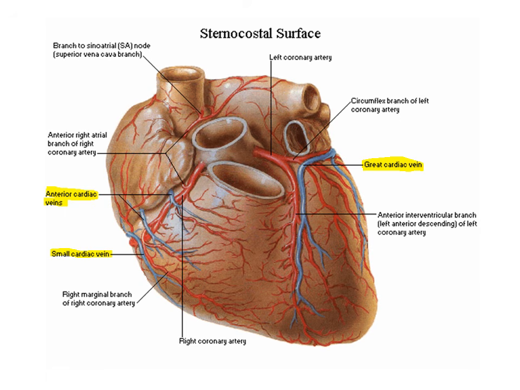So we can see that on the sternocostal surface, we have the important tributary of the coronary sinus, that is the great cardiac vein, which runs in the anterior interventricular groove along with the branches of the left coronary artery. And also we have a small cardiac vein which runs along the marginal branch of the right coronary artery.